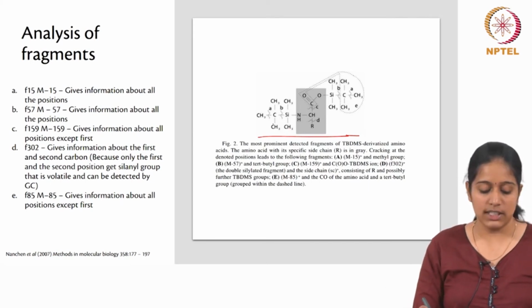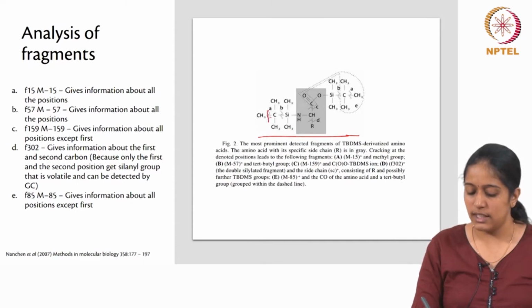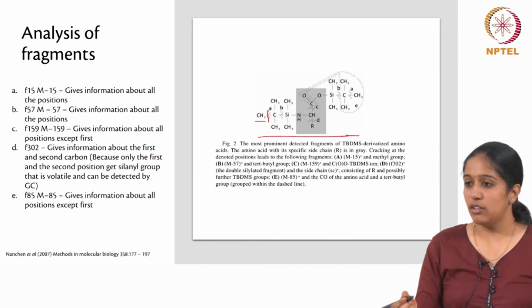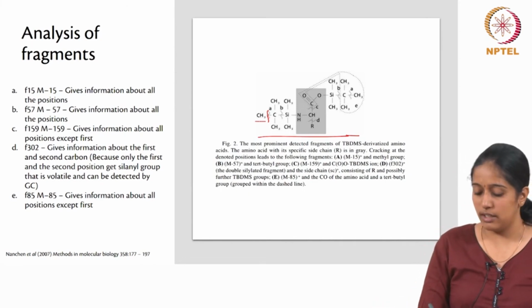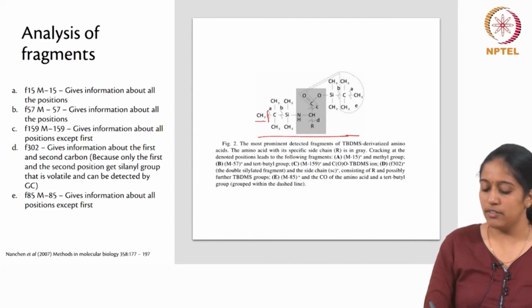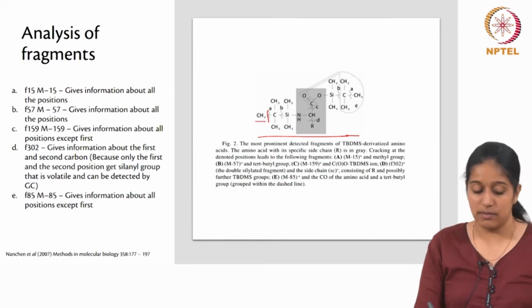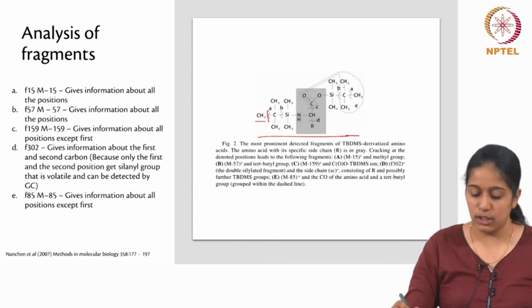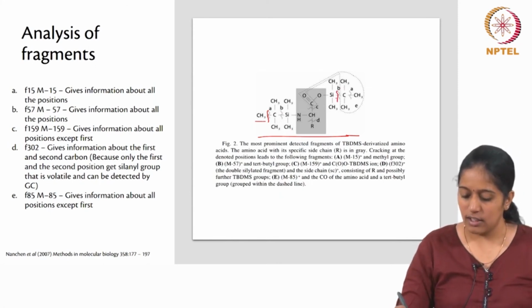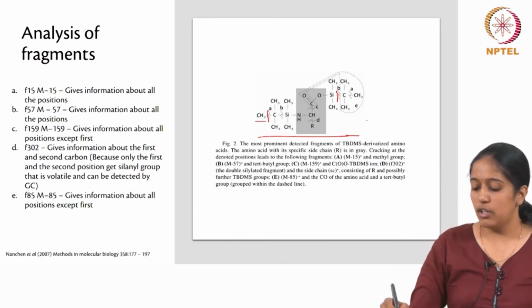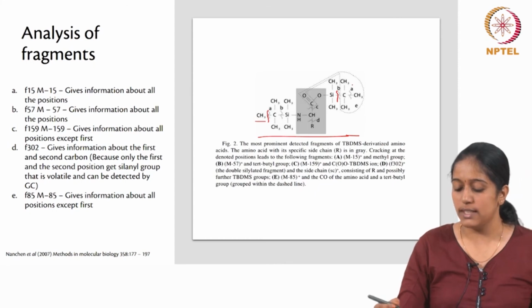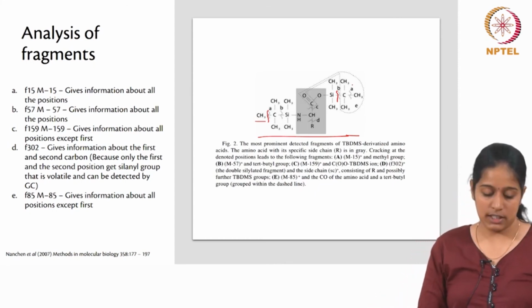The first one, which I call F15, is M minus 15. It gets fragmented at this position, that is A, so your methyl group gets cleaved. The mass of the amino acid fragment that you get would be M minus 15, because the molecular weight of CH3 is 15. Similarly, if it gets fragmented at B, you get F57. The molecular weight of this particular group is 57, and so you get M minus 57.